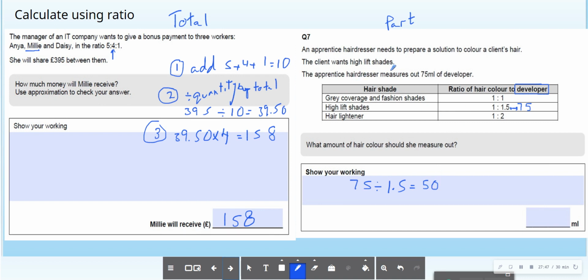And then to get the other part, you multiply what we have here by the other part of the ratio. So it's going to be 50 multiplied by 1, which is 50, and that's our answer. Okay, so it's important we're able to spot the difference between the two types of ratio question, the total ratio and the part given ratio. Okay, once that's done, you can then decide which steps to take in order to answer it.